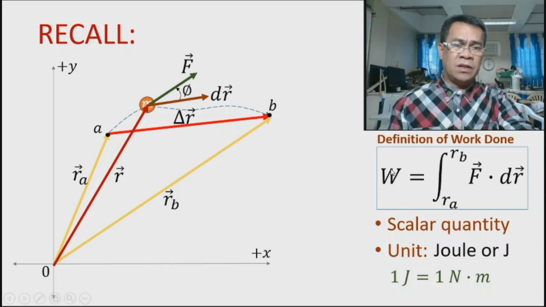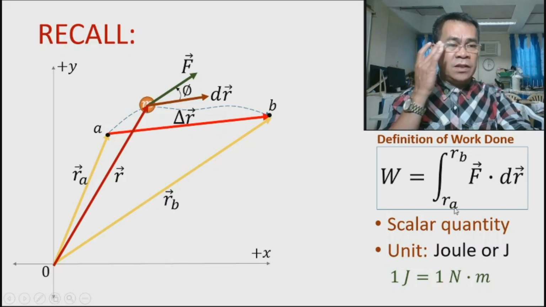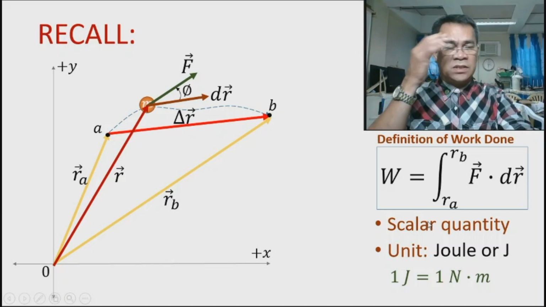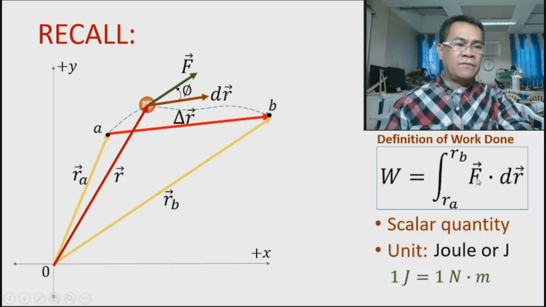So the work done by the force is the integral, because this is differential, from the initial rA towards the final rB, of F dot dr. Take note again, this is a scalar quantity, and it has a unit of joule, or capital J. And 1 joule is 1 newton meter. Scalar means there is no direction, but we can have zero, negative, and positive values, because of the direction of the force relative to the displacement.